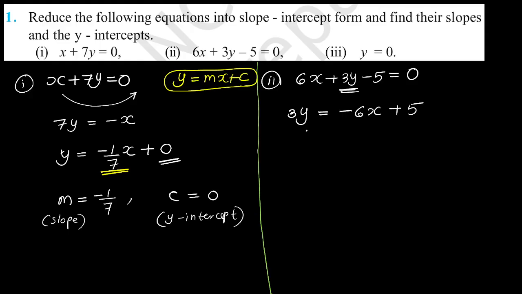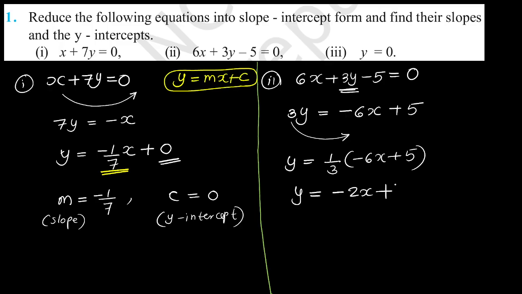So I want y. So this 3 is taken to the other side, it becomes 1 by 3. Understood? You can open the bracket. Minus 6 by 3, minus 2x, plus 5 by 3. Let me complete the solution. After that you can ask me doubts. This is of the form y equal to mx plus c. So the slope of the line is minus 2.